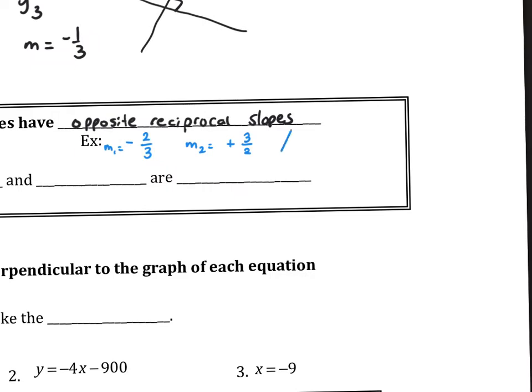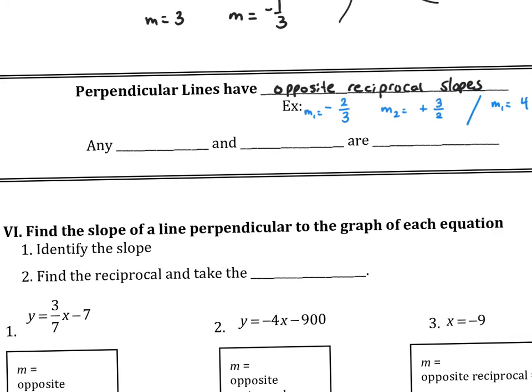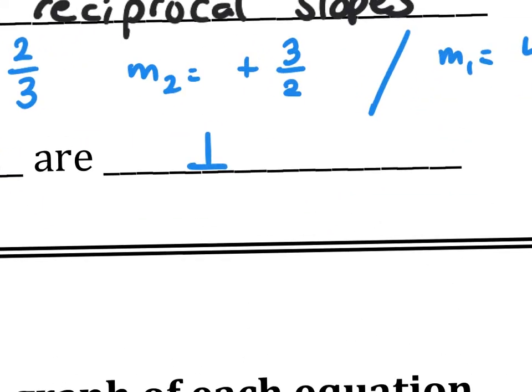Just to give you another example real quick, if I had 4. Well, what's the opposite reciprocal of that? It's going to be negative 1/4, like so. So there we go. What is also true is that any horizontal and any vertical line are perpendicular. And this is my super secret symbol for the word perpendicular.